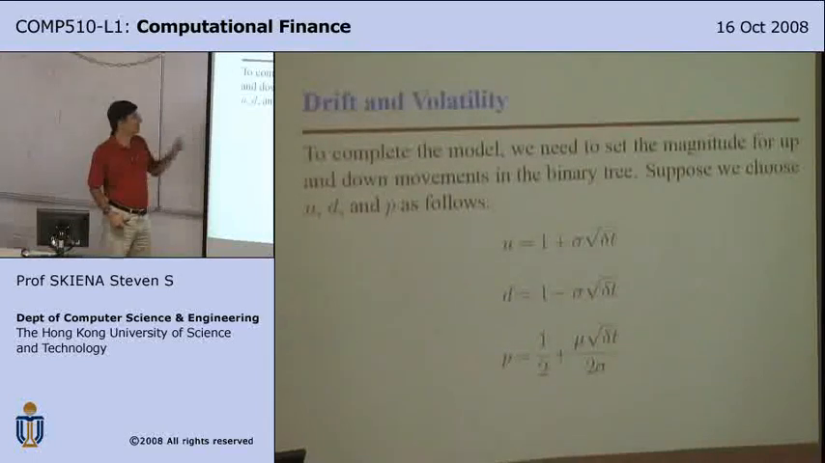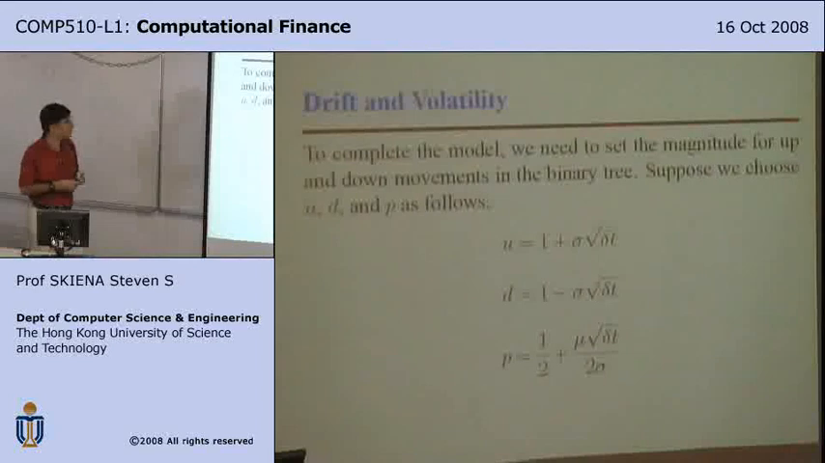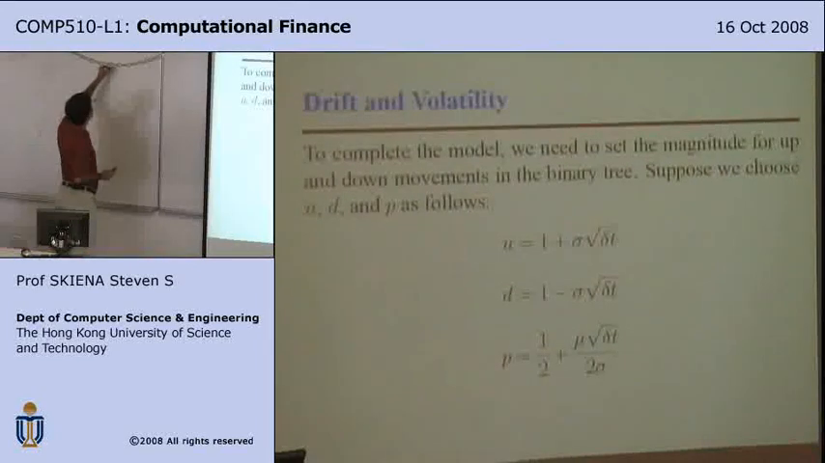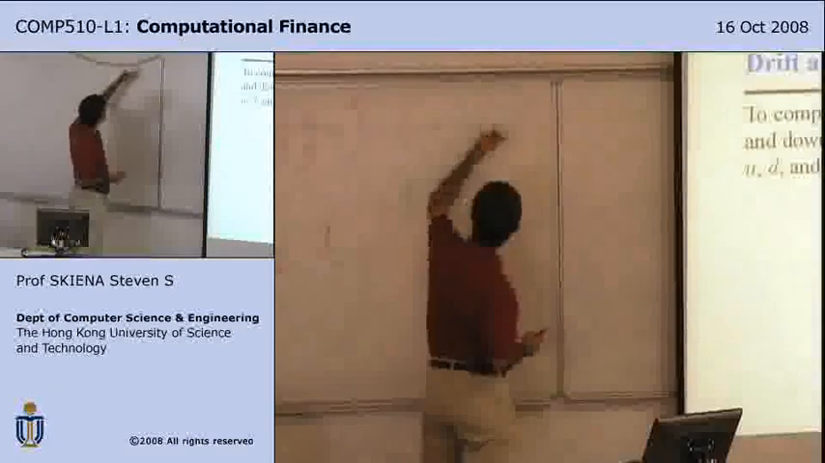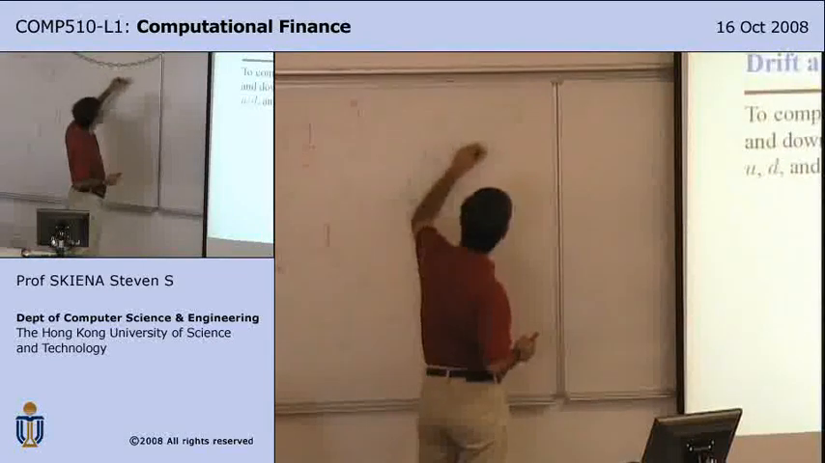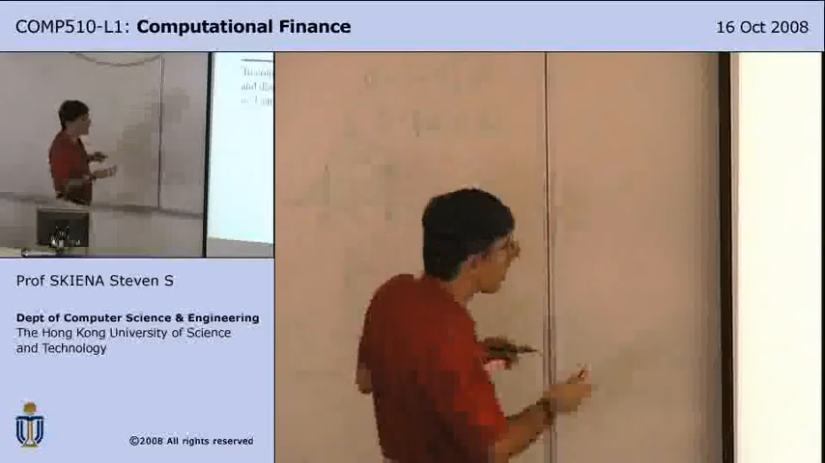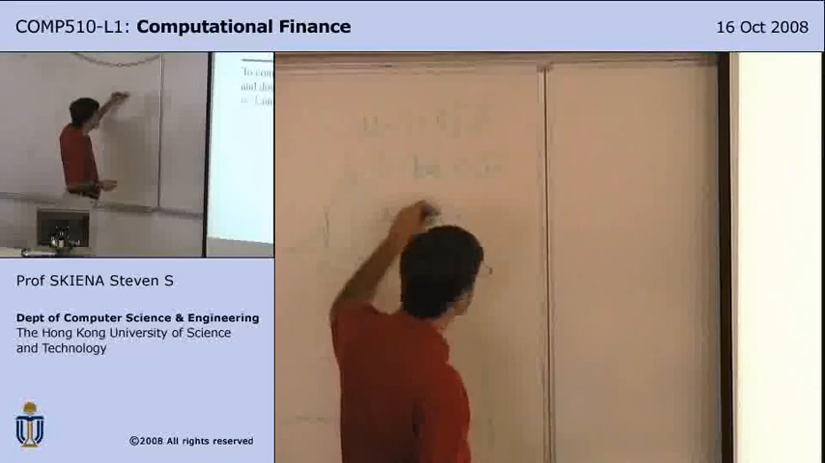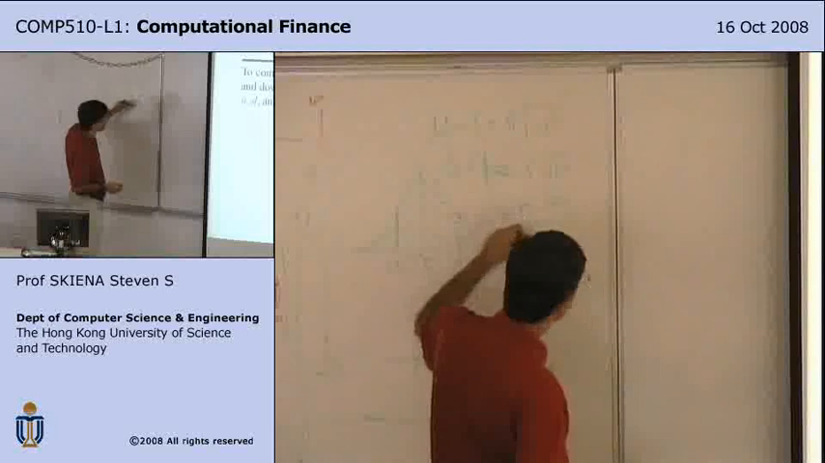So what is interesting about these particular values? In fact, let's write them down here. Upward movement was 1 plus sigma square root of delta t. The downward movement was 1 minus sigma square root of delta t. And the probability, just to make sure we have it, is 1/2 plus mu square root of delta t over 2 sigma.